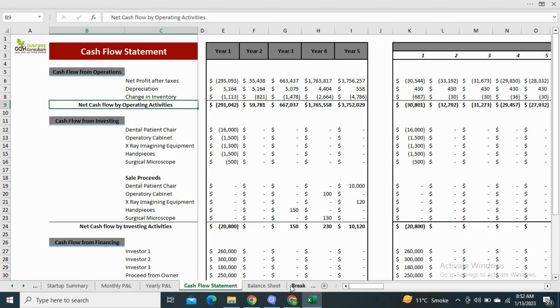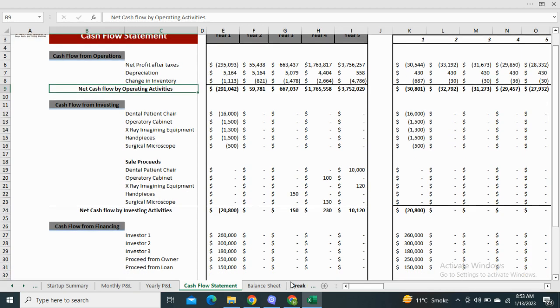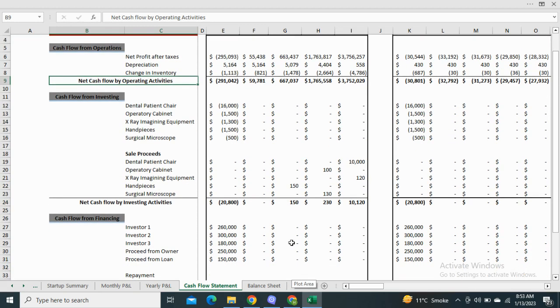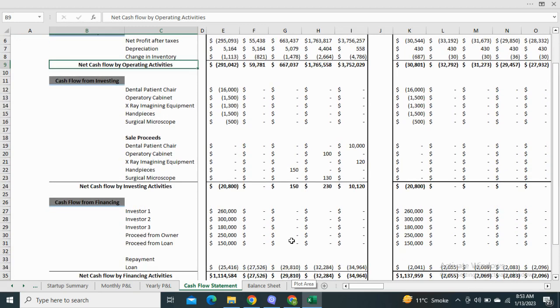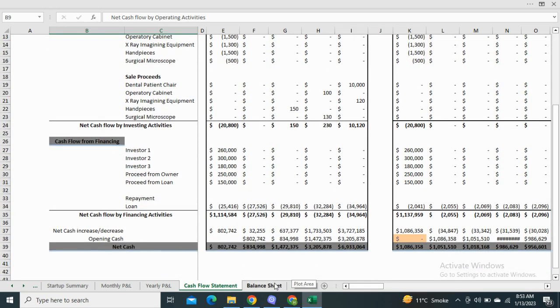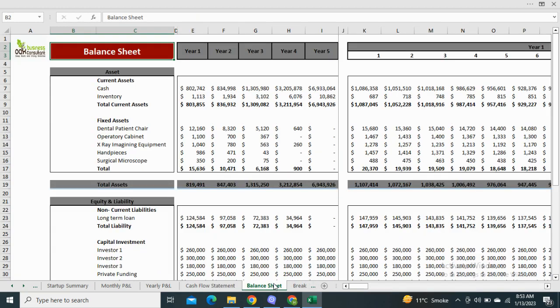Moving on to the cash flow statement, it shows the amount in accounts receivable and inventory, and it also shows the change in these accounts. It also shows the cash from operations, investing, and financing activities. Moving on to the balance sheet, it shows the total assets, equity, and liabilities for the year ended.